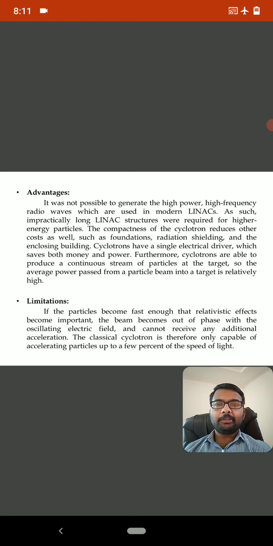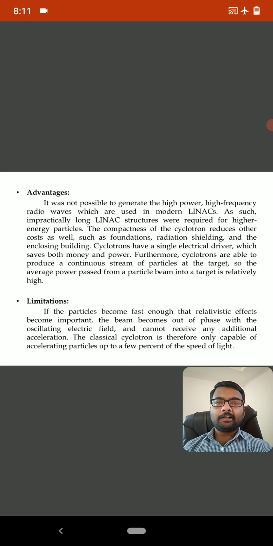Why is it not possible? Because the generation of such high power, high frequency radio waves using LINACs requires a long structure of the linear accelerator. But the compactness, meaning the reduction in size of this cyclotron, reduces other costs as well.